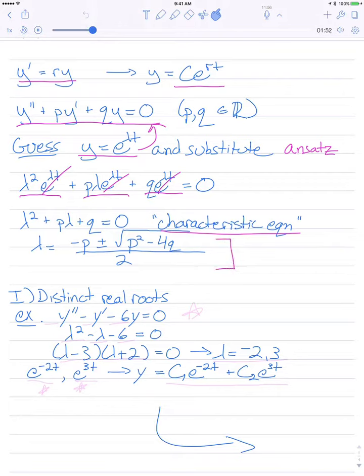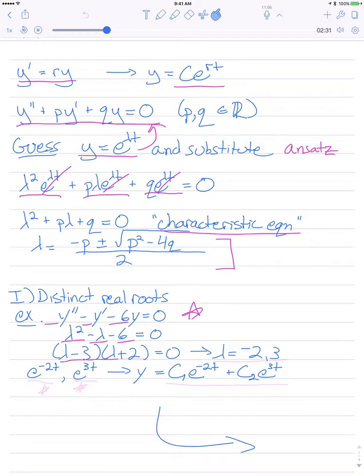And I want to show you how this works, doing some concrete examples, divided up into the different basic cases that you might encounter. So case 1 is the case where there are distinct real roots, two distinct values of lambda. So the example is y double prime minus y prime minus 6y equals 0. You'll learn to just read off directly that the characteristic equation coming from these coefficients is lambda squared minus lambda minus 6 equals 0. That's mirroring these coefficients here.